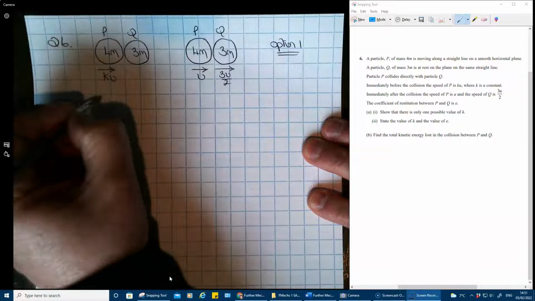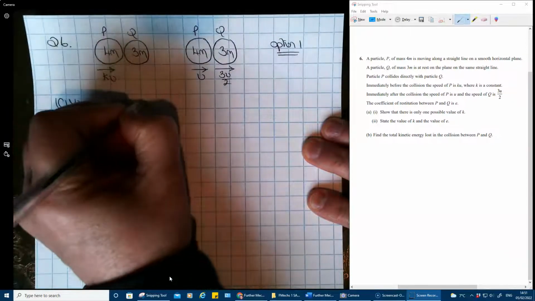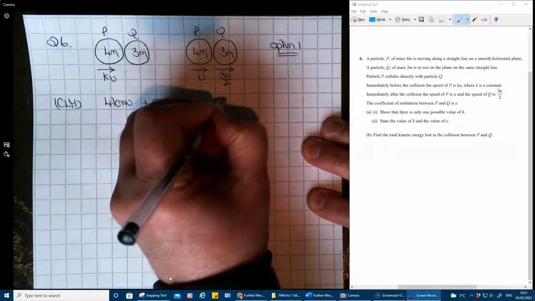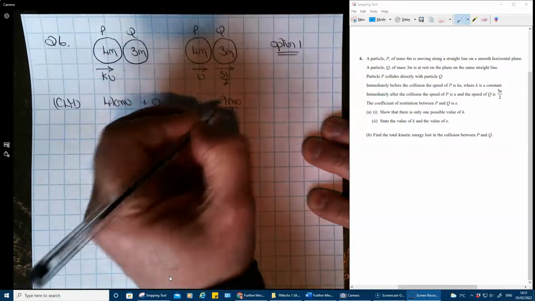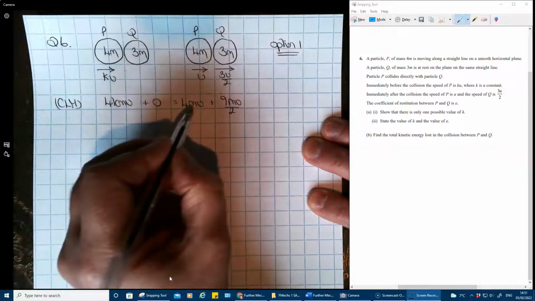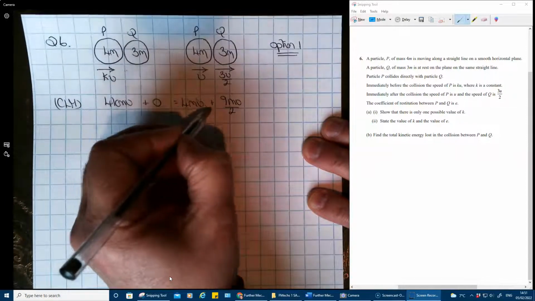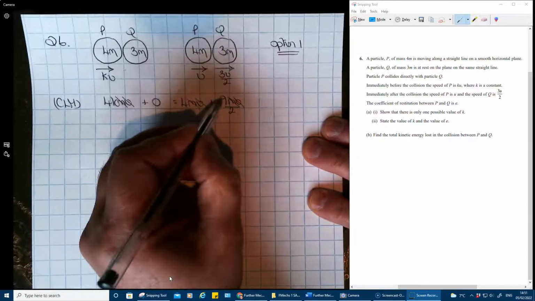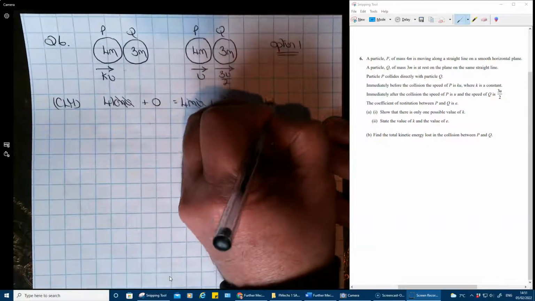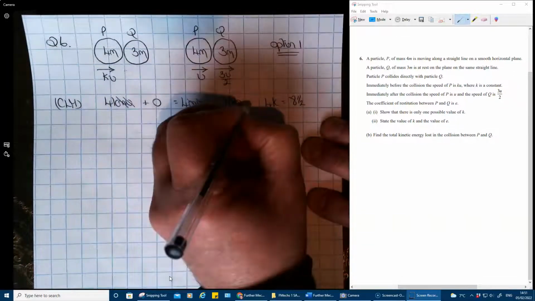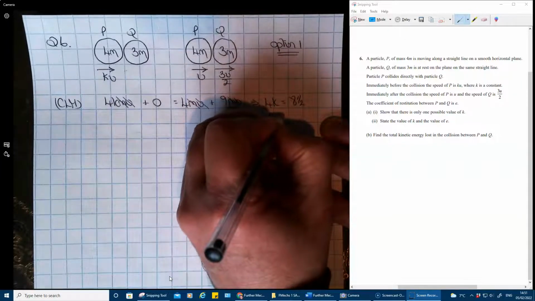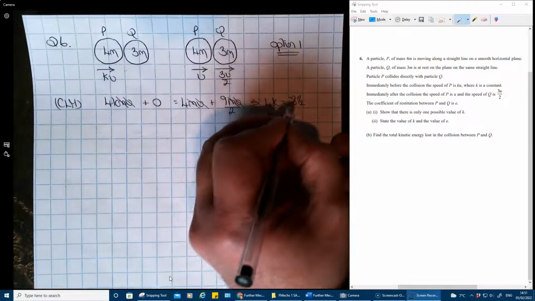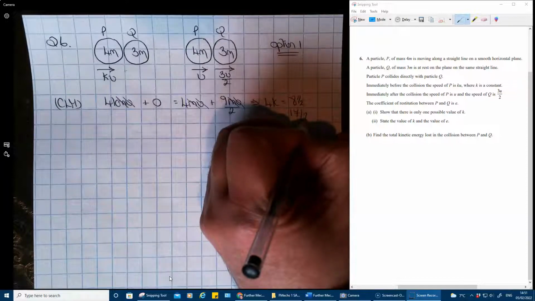conservation of linear momentum, we get 4kmu plus 0 equals 4mu plus 9mu over 2. Okay, and from that we can cancel all the mu's. 4k equals 4 plus 9 over 2, so 4k equals 8.5, and that gives k equals 17 over 8.